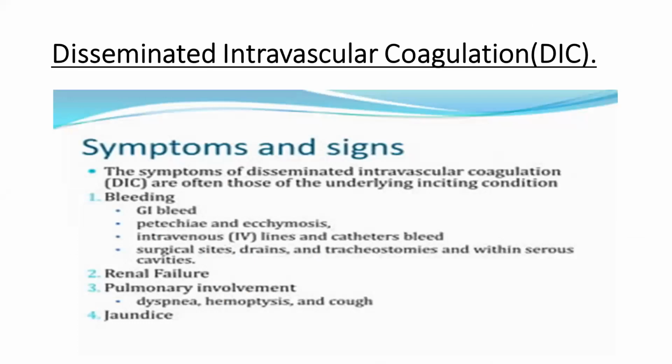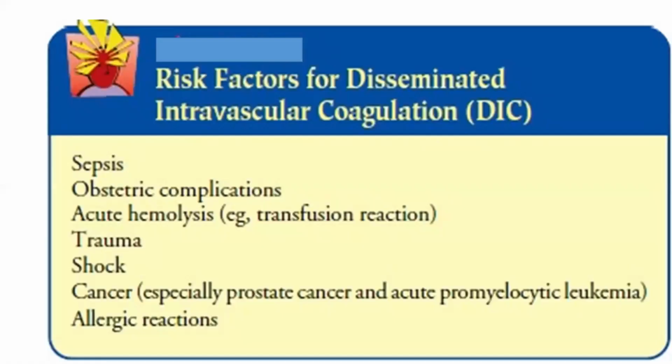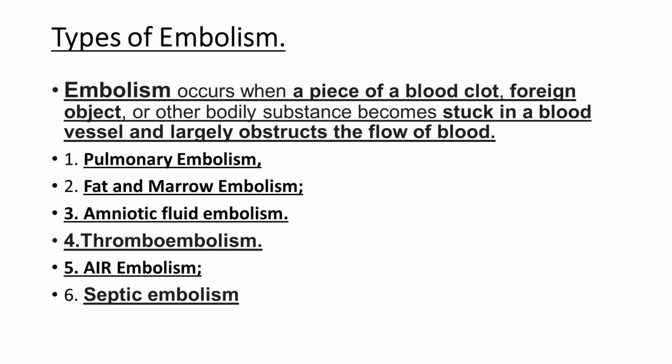Symptoms and signs: GI bleeding, petechial hemorrhages, ecchymosis, bleeding from intravascular lines and catheters and surgical sites, renal failure, CNS involvement, and jaundice. Critical features of DIC: when the lungs are involved, there is dyspnea, cyanosis, and respiratory failure. Causes of DIC: sepsis, obstetric complications, acute hemolysis, trauma, shock, cancer, and allergic reactions.